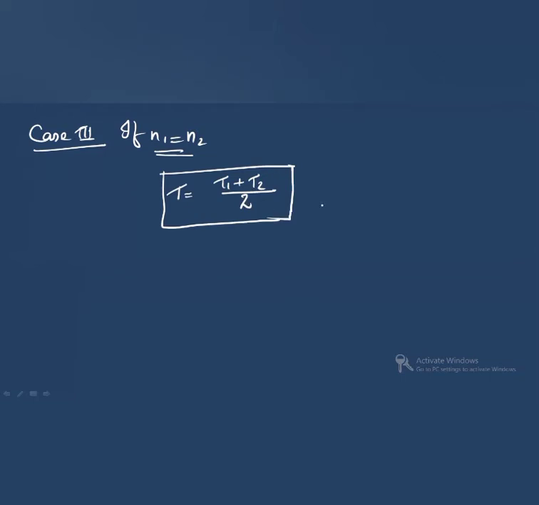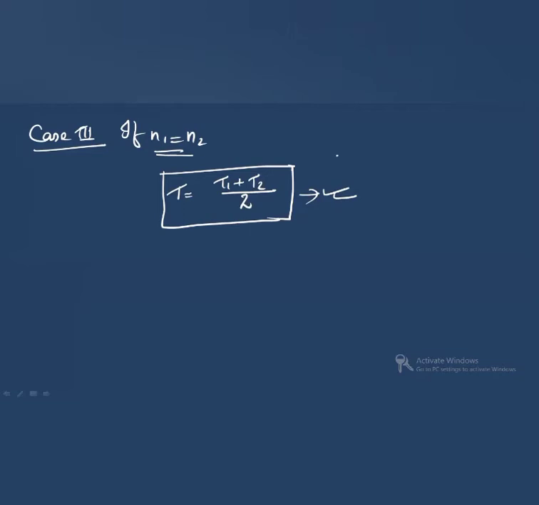Case 3 is if N1 equals N2. That means this time we have two different samples of the same material with an equal number of moles. Then in that case T will be equal to T1 plus T2 divided by 2. Then you will use this formula to find the temperature of equilibrium. So these are the three important conditions that you need to remember, and now we will solve a few problems so that the theory which we have read now will become more clear.